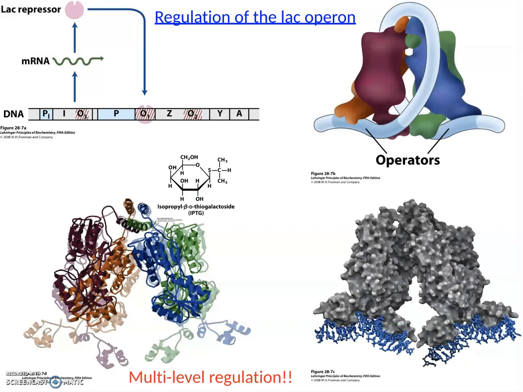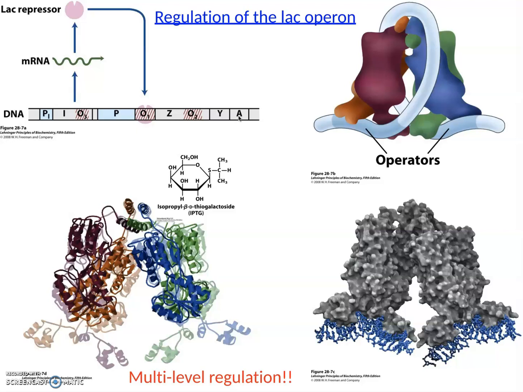Now let's take a more detailed look at the lac operon. The lac operon is made out of three genes, Z, Y, and A, that code for beta-galactosidase, galactoside permease, and thiogalactoside transacetylase.